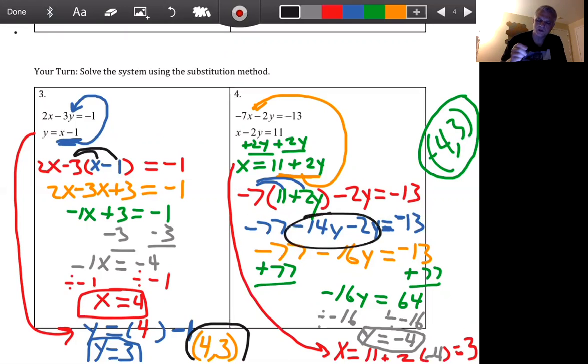Then we combined minus 14 and minus 2 for the y's, got minus 16. We canceled the minus 77 with the plus 77. We divided by negative 16. We got y is negative 4. And then we took that y is negative 4, and we put it right there. So we had x equals 11 plus 2 times negative 4, which came out to 3. So our solution for number 4 was the point 3, negative 4.